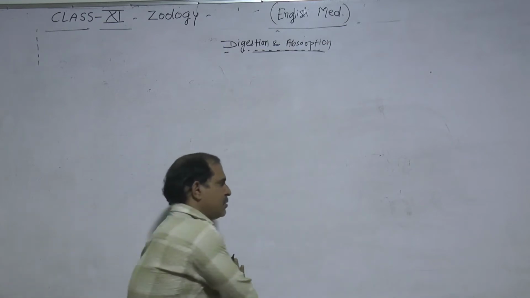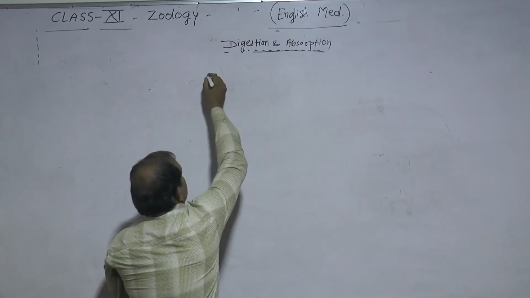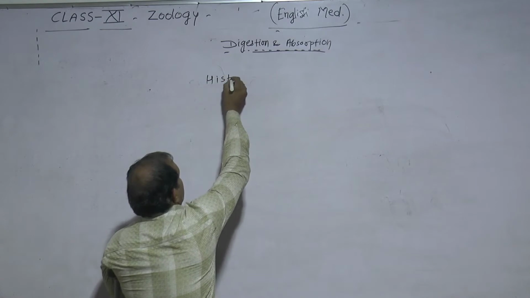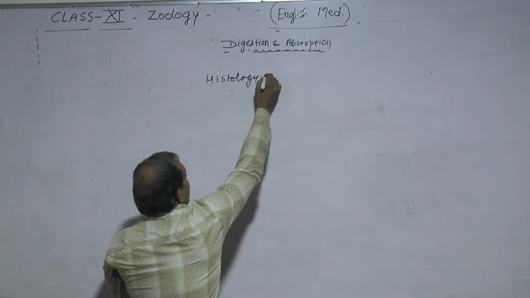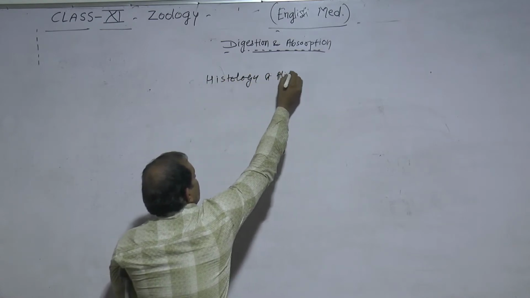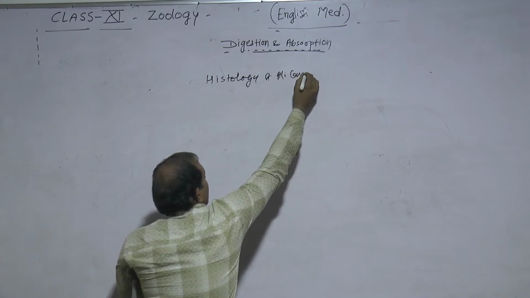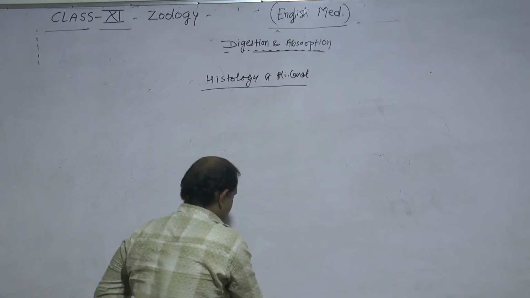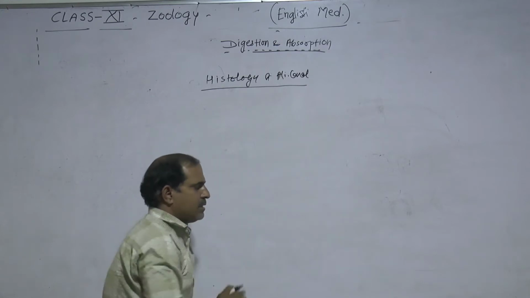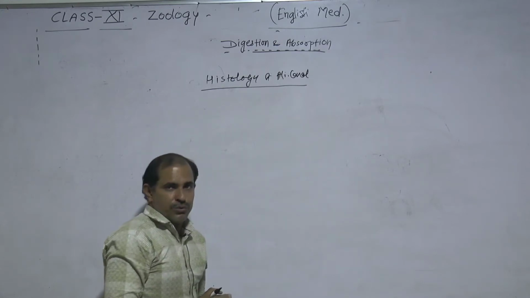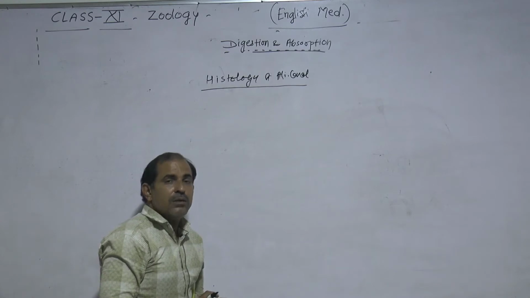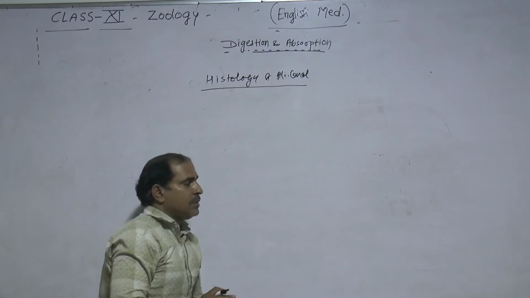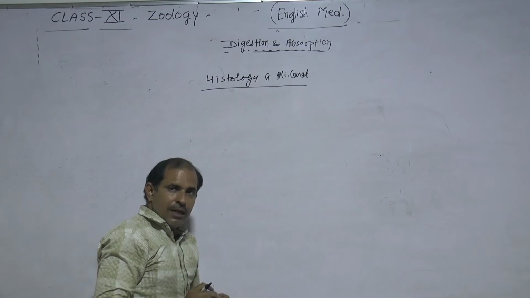What do you mean by histology? Histology is a branch of science in which we study tissues. The study of tissue is called histology. Now, what is the histology of the alimentary canal?